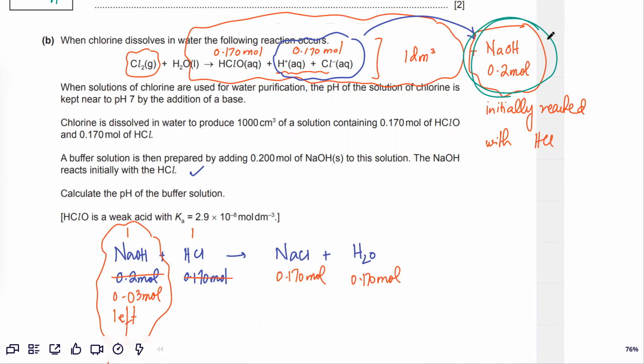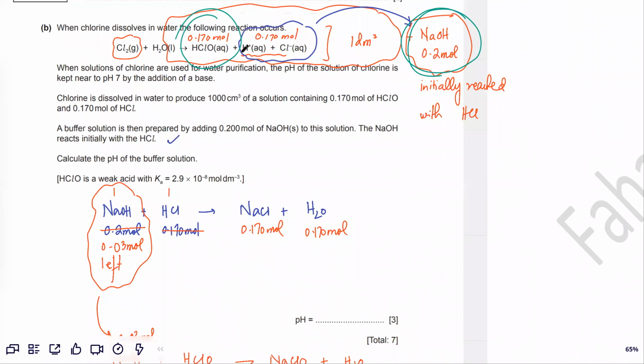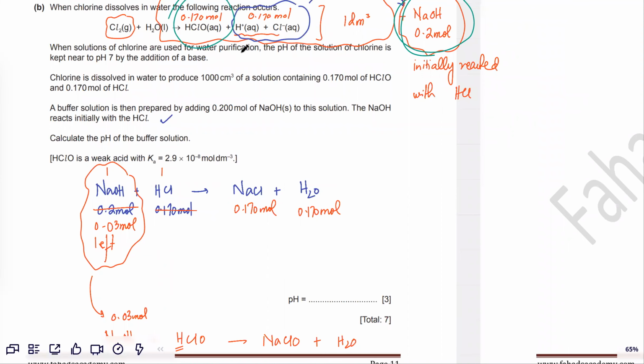And then the leftover NaOH would react with this other acid. So first, it would react with HCl, and whatever is left would react with HClO. Is this clear to everyone? Zaib, is this clear, Zoha? Yes, sir.